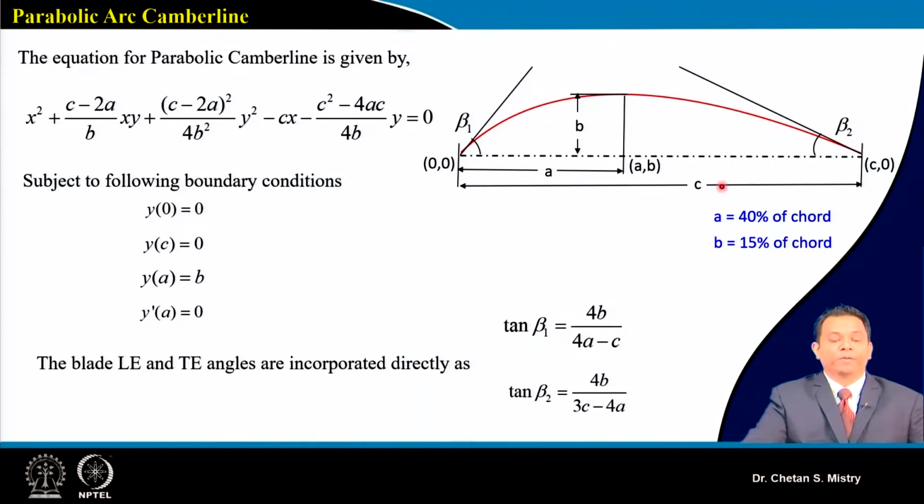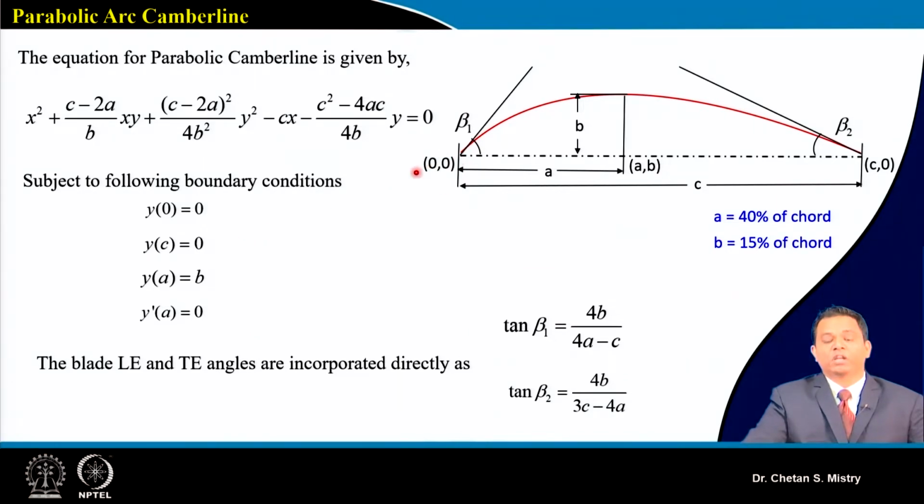Now, in order to have this parabolic camber line, this is the equation that is available in the literature. Maybe you can use this equation for the calculation of a parabolic arc camber line. Now, in order to solve this equation, we need to put certain boundary conditions. So what are the boundary conditions?